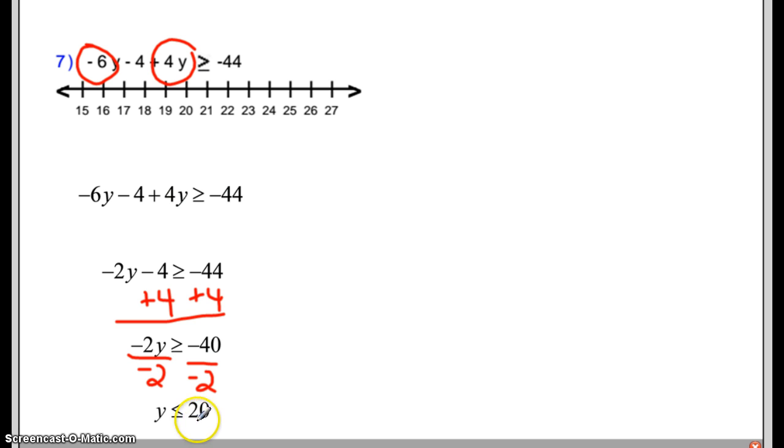Now remember from the previous slide that the equal means that I'm going to have a solid circle. So I make a solid circle at 20 to say that it's part of the solution. And less than is going to mean I'm going to shade to the left. So all values less than 20 and including 20 will make this inequality true.